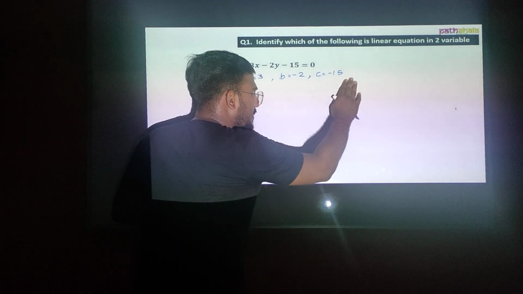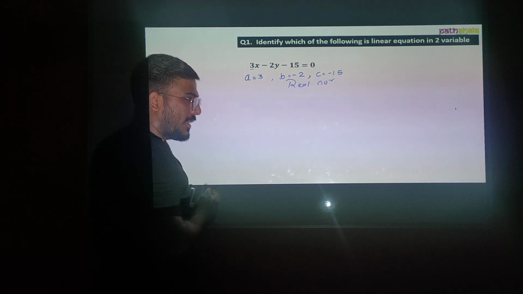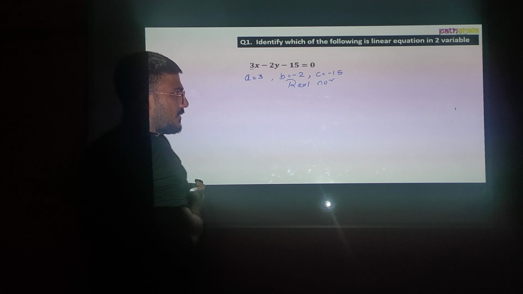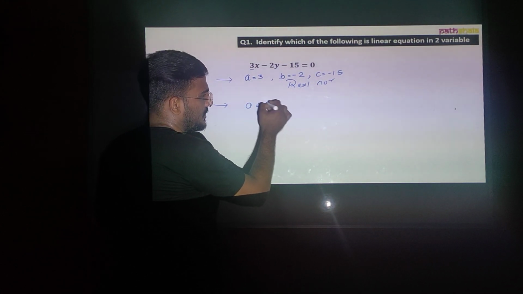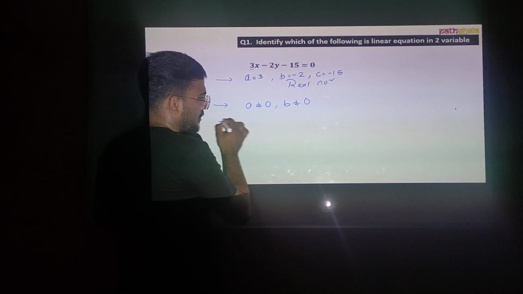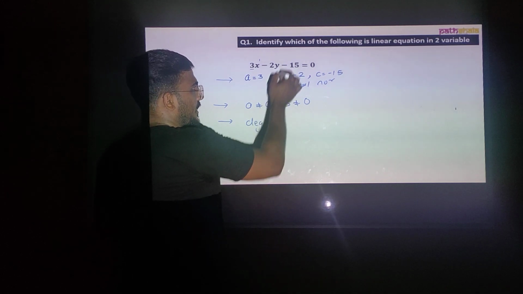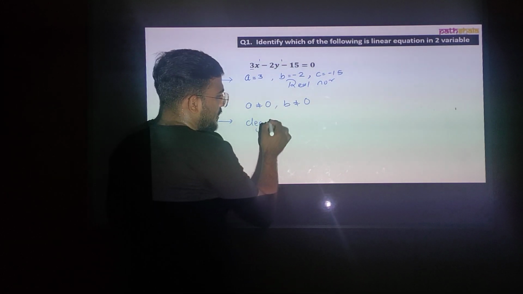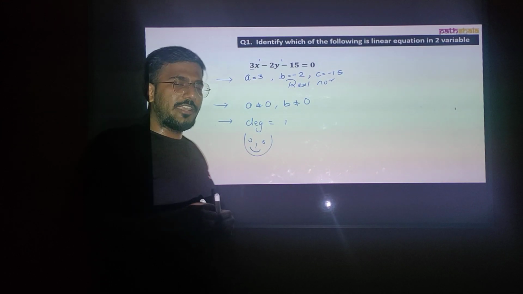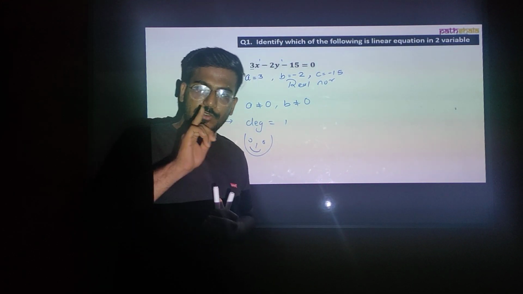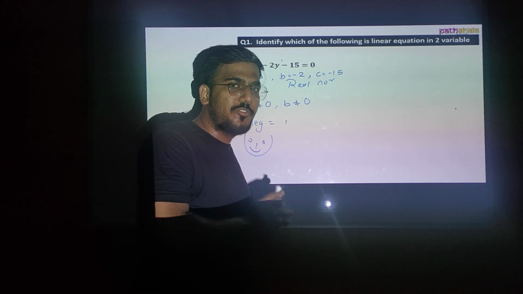So all these three numbers are what numbers? These are real number. Now since they are real number, okay, one of the condition is satisfied, and of course A is also not 0, B is also not 0, and in this sum let's check what is the degree. What is power of x over here? It is 1. What is power of y? It is also 1. So degree is also 1. So yes, this is an example of linear equation in two variable. Okay, so the first sum is linear equation in two variable. Hope this is clear to you. This is the way how we check.